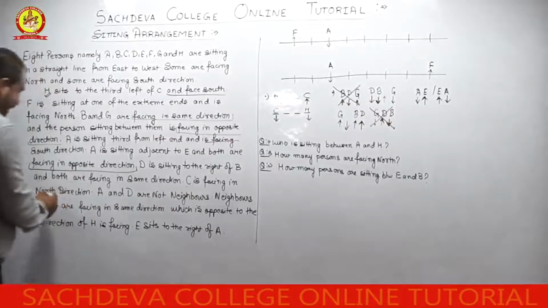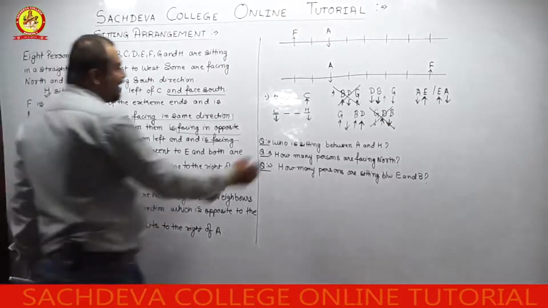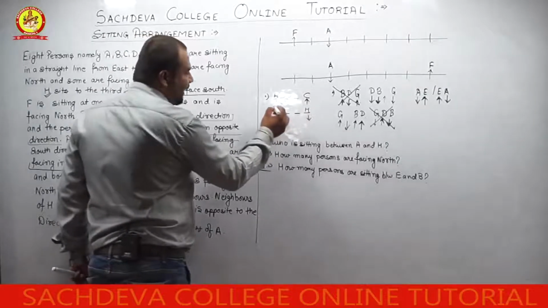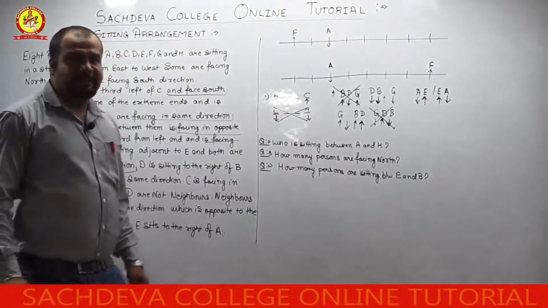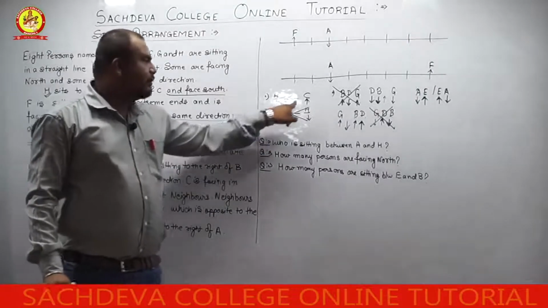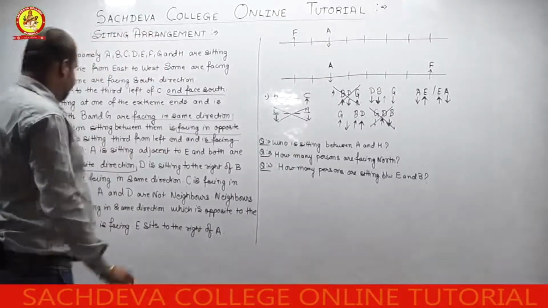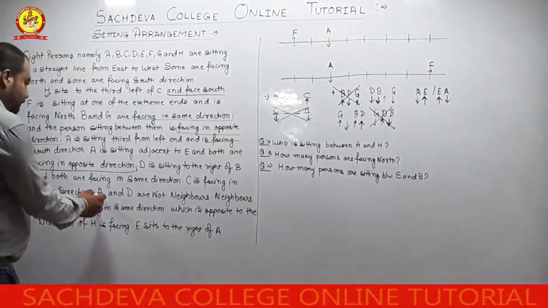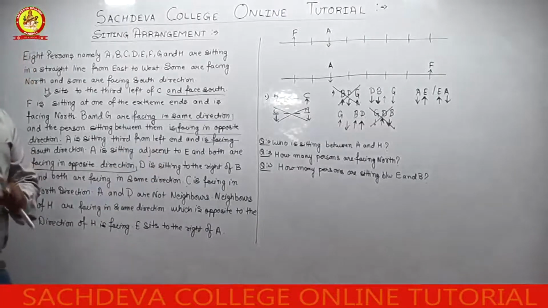C is facing in north direction. Again, we got a confirmation that C is facing in north direction. So when C is facing in north direction, then this possibility can be eliminated because we have assumed that C is south facing. So we cannot use this in arrangement of these two sections. Now, then we have A and D are not neighbors.